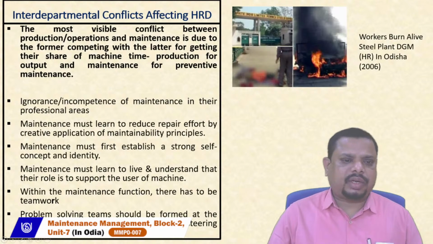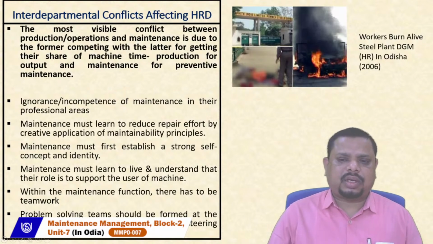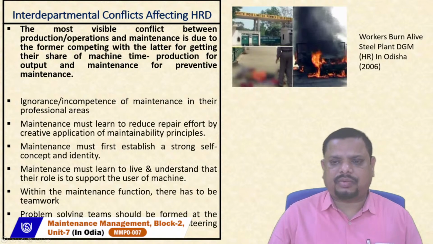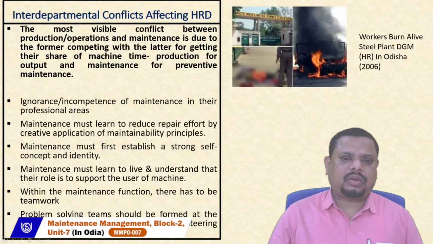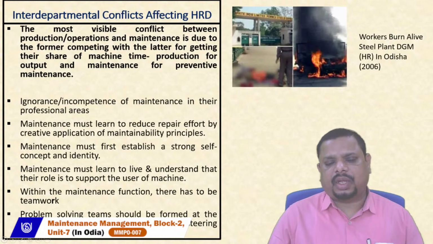So this is one kind of incident that happens, and it shows how the irritation level goes to the conflict level, affecting human resource development. The company was shut down for one and a half years, and in the year 2008 it was reopened. Clear? So next, let's understand the different theoretical aspects of how interdepartmental conflict affects human resource development.